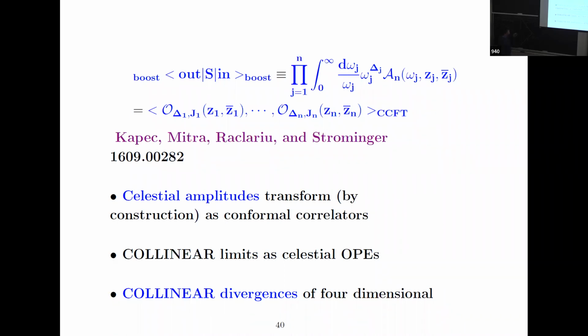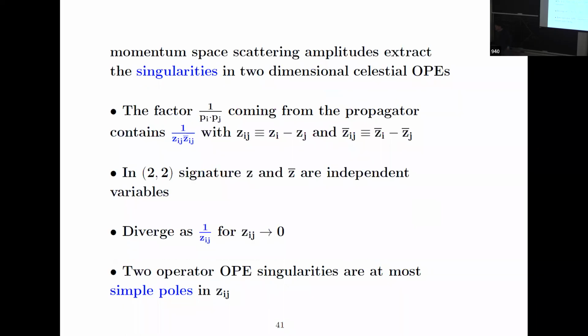So slasher amplitudes transform as conformal correlators, and in the context of the scattering amplitude, we have the collinear limit. So how do we describe this in two-dimensional language? We have particularly collinear divergences in four-dimensional momentum space, which in the two-dimensional slasher CFT show up as a singularity. That can be understood from the propagator. We can take p_i and p_j, with p_i squared equal to 0 and p_j squared equal to 0.